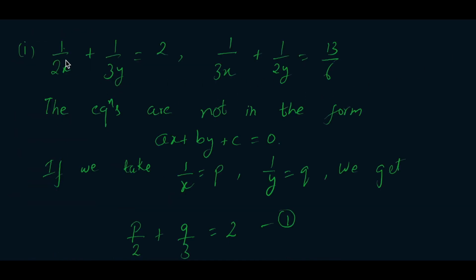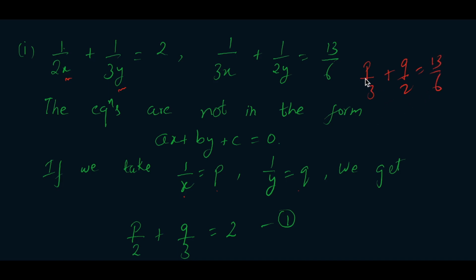Our first question here is 1 by 2x plus 1 by 3y equals 2, and 1 by 3x plus 1 by 2y equals 13 by 6. These equations are not in the form of ax plus by plus c equals 0, as you can see that x and y are both in the denominator. So if we take 1 by x equals p and 1 by y equals q, we will get our first equation as p by 2 plus q by 3 equals 2, and similarly our second equation will be p by 3 plus q by 2 equals 13 by 6.